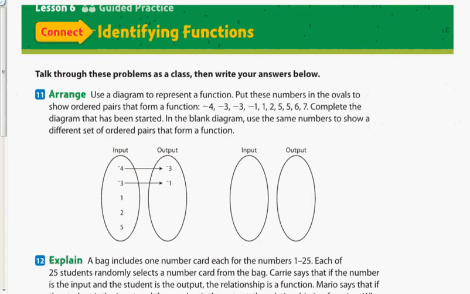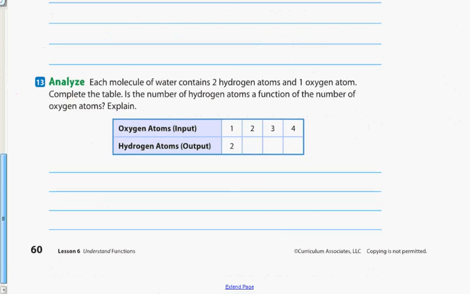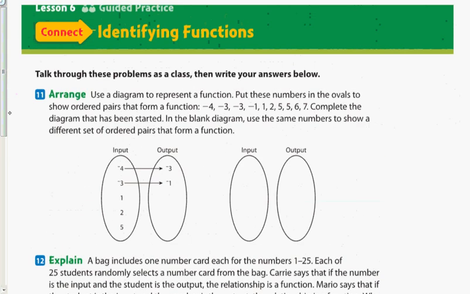And why don't you open up your notes book to, I believe it is page 60, and we are at number 11. We're going to go through a few examples working with functions today. All right, so please take notes as we go. All right, let's look at number 11. It says use a diagram to represent a function. Put these numbers in the ovals to show ordered pairs that form a function. So we're given all these, and we have formed a function.